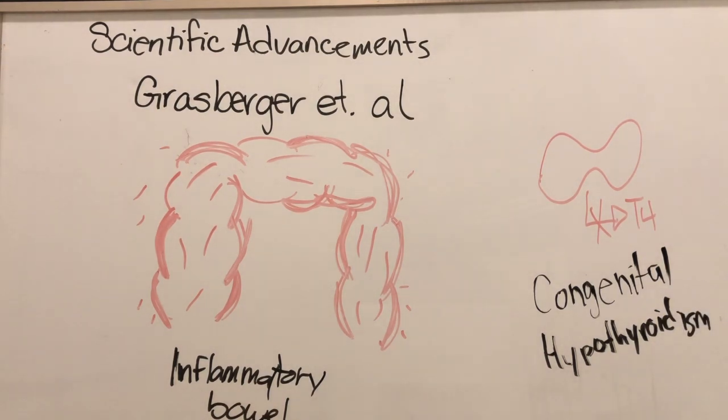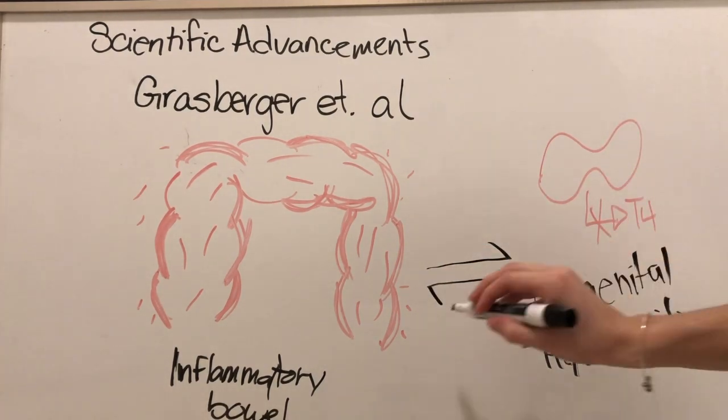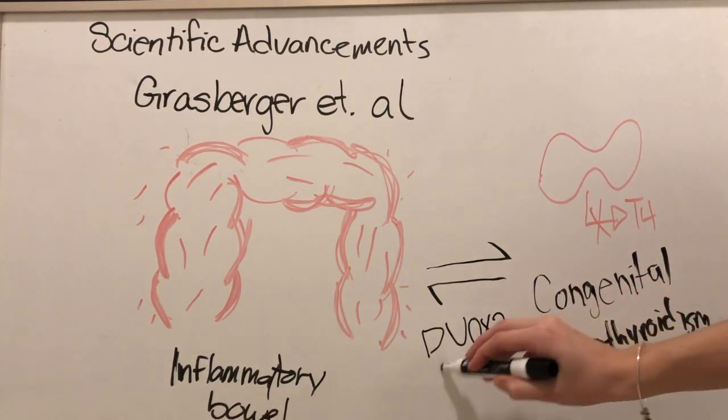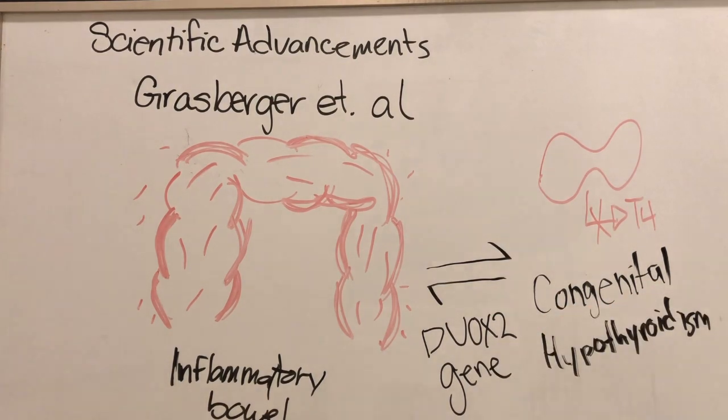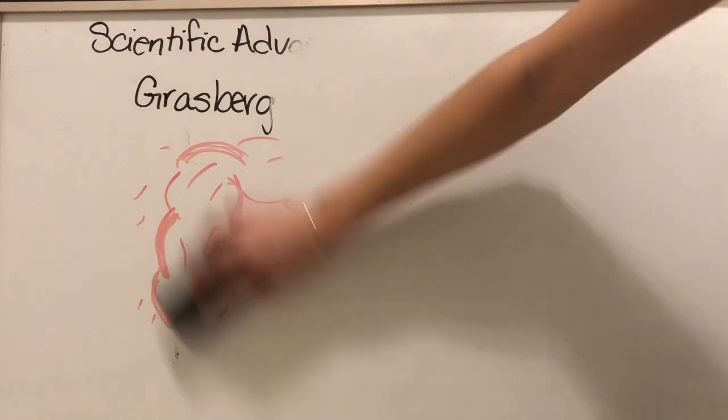A mutation in the dual oxidase 2 gene, or DUOX2, is highly characterized in CH, and the gene is required for thyroid hormone biosynthesis. Researchers have discovered mutations of this gene in IBD patients without congenital hypothyroidism. They also found that patients with transient CH were more prone to having inflammatory bowel disease. Therefore, these two diseases are actually connected.